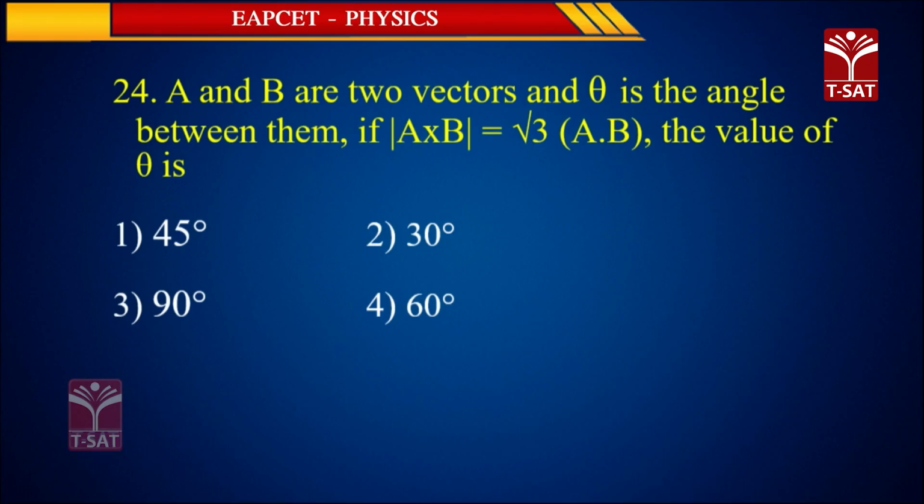And here, see children, A and B are two vectors and theta is the angle between them. Here, if A bar cross B bar is equal to root 3 A into B. Okay, here A cross B, you know that, children. What is the A cross B? AB sin theta. In the question, it is given as root 3 into AB cos theta.